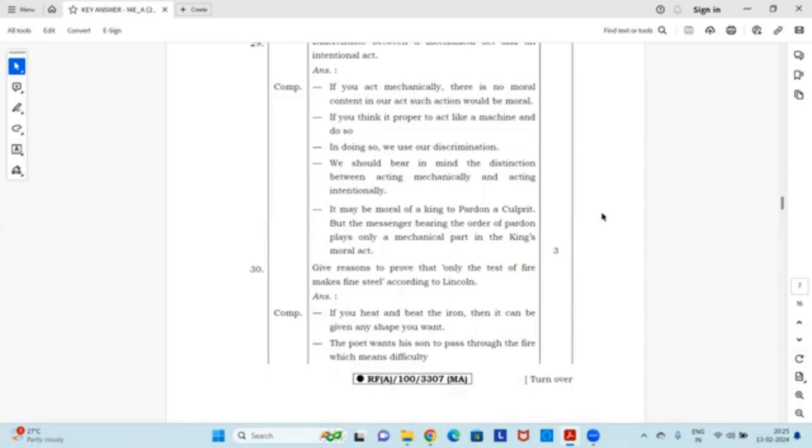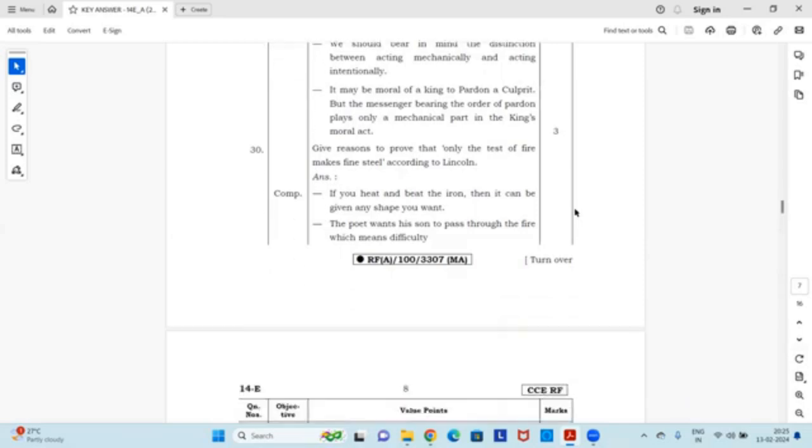It may be moral of a king to pardon a culprit, but the messenger bearing the order of pardon plays only a mechanical part in the king's moral act. Okay, so this is how you write the points of the answer. Okay, moving to next question.